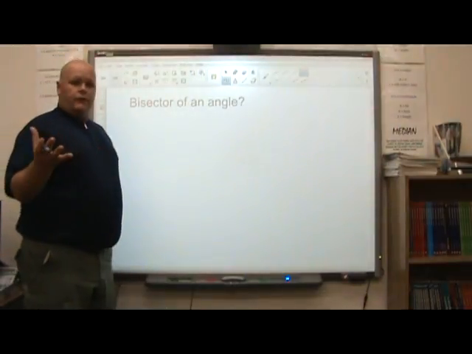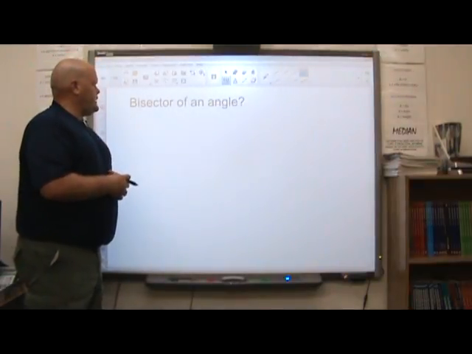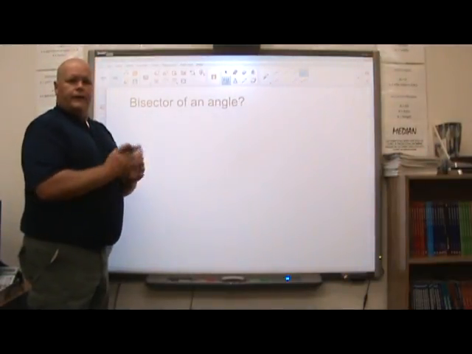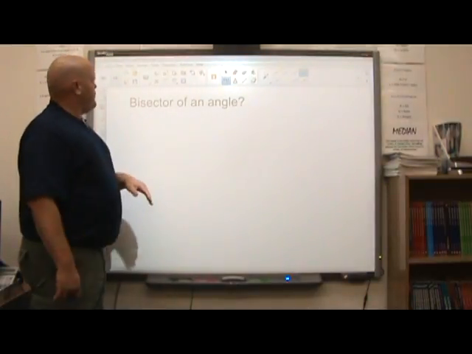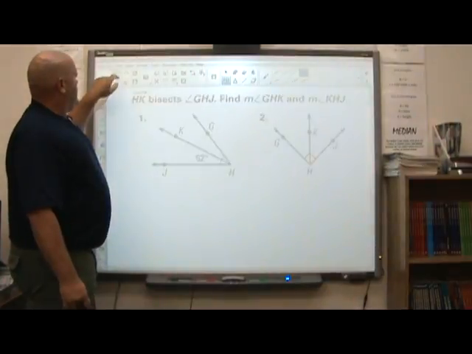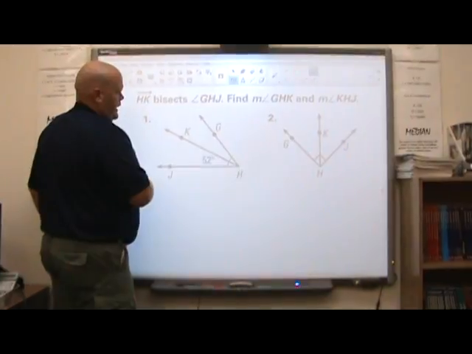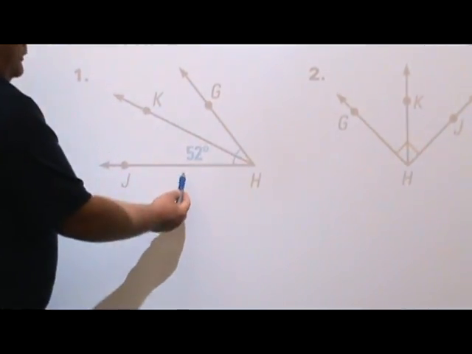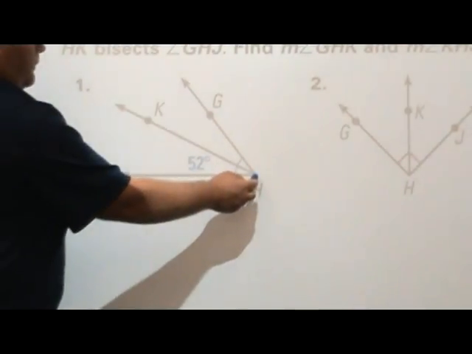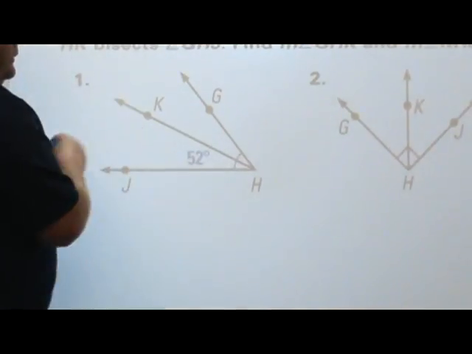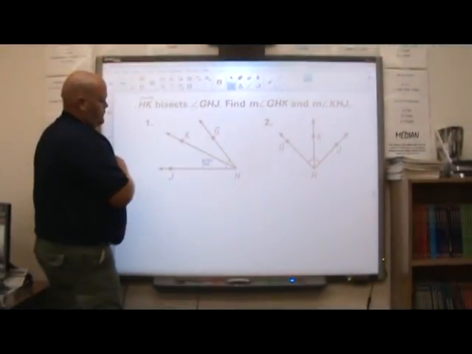Bisector of an angle, bisector of a line segment, the middle of the line segment. That is exactly what the bisector of an angle is. We have a ray that is splitting the angle that we're given in half, into 2 equal parts. As we can see here, we have angle GHJ. The entire measurement of angle GHJ is 52 degrees. Then we have our bisector ray HK that is splitting this angle.